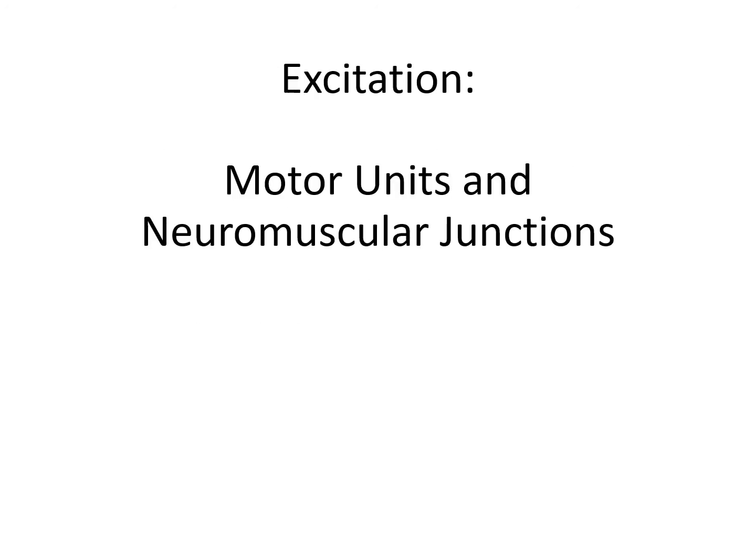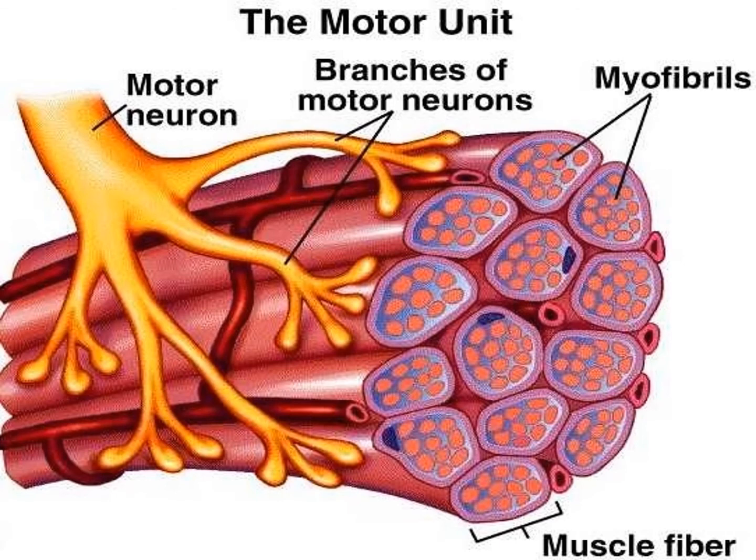In order to understand excitation, we need to talk about two terms here, motor units and neuromuscular junctions. A motor unit consists of a neuron and all the skeletal muscles that it stimulates. In this picture, the motor neuron stimulates this entire bundle of muscle cells. So the entire picture would be classified as a motor unit.